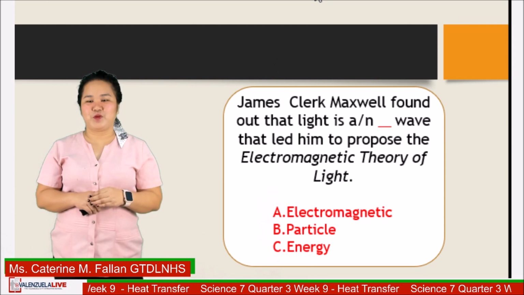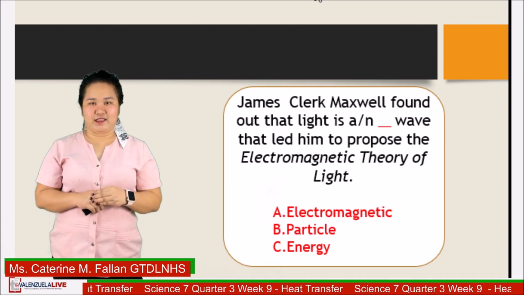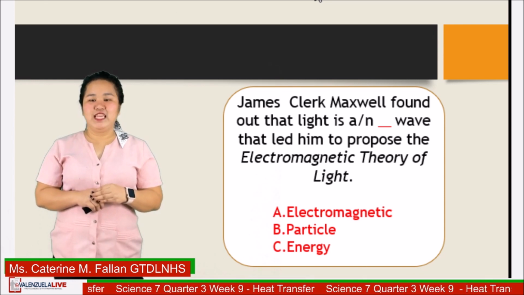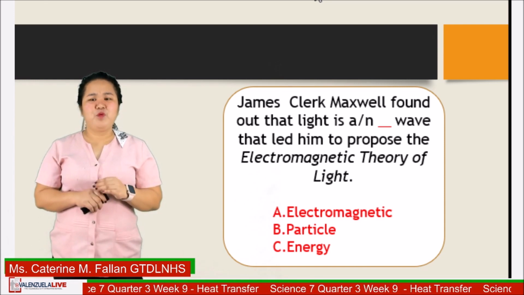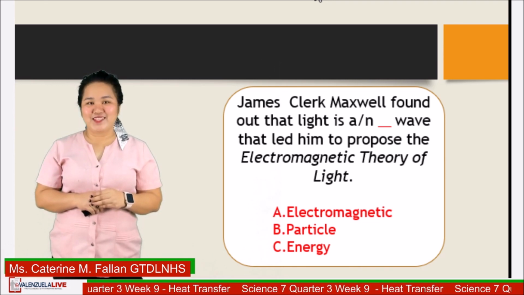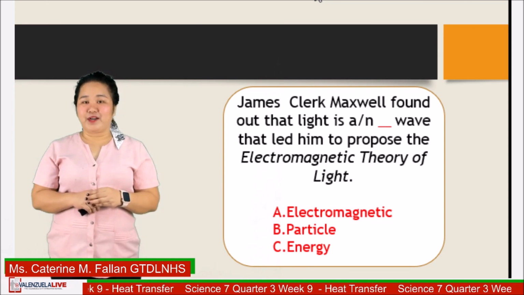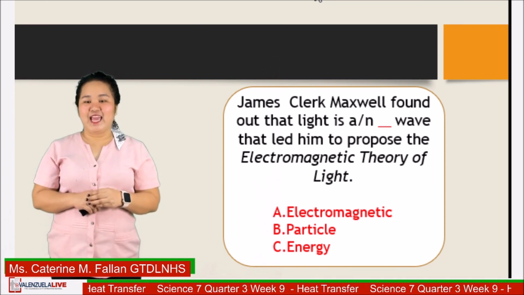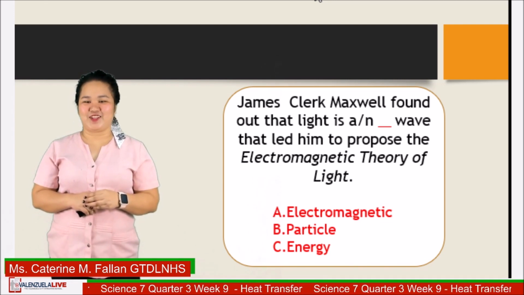James Clerk Maxwell found out that light is a blank wave. That led him to propose the electromagnetic theory of light. So what do you think is the correct answer? A, electromagnetic, B, particle, C, energy. Use the comment section to type in your answer.